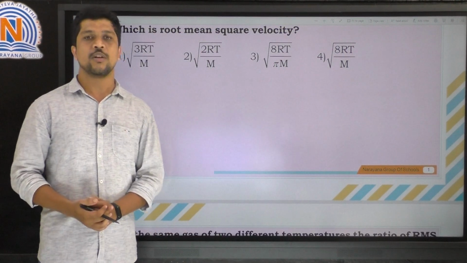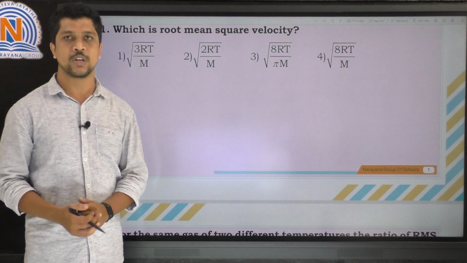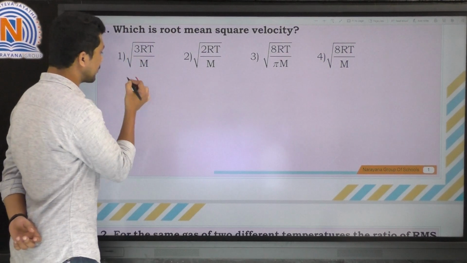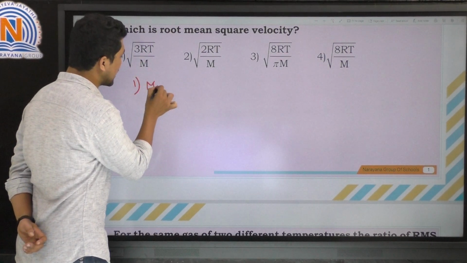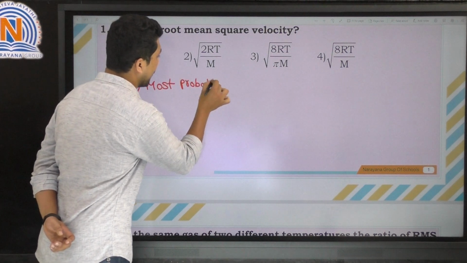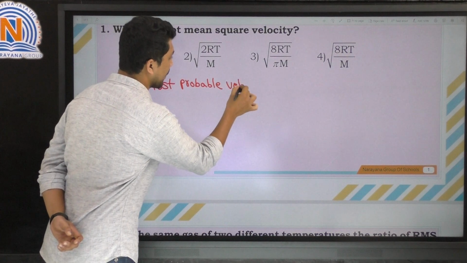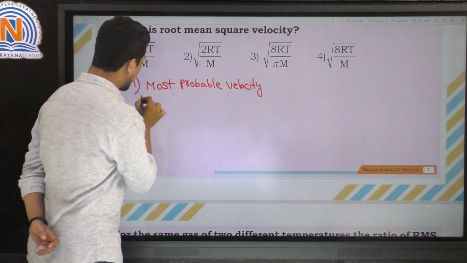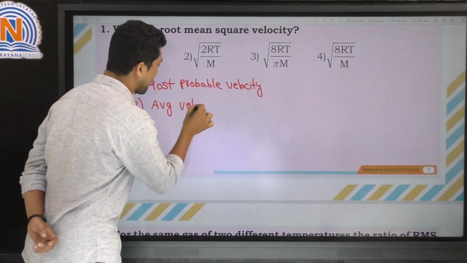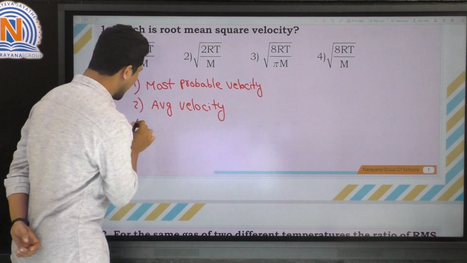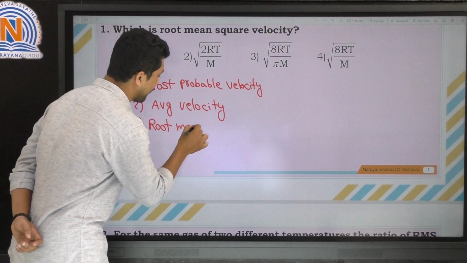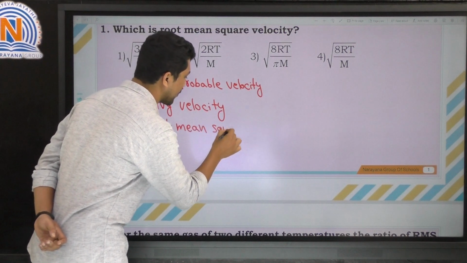Here is the first question: which is root mean square velocity? We know that gases have three different velocities. One is most probable velocity, second one is average velocity, and the third one is root mean square velocity.